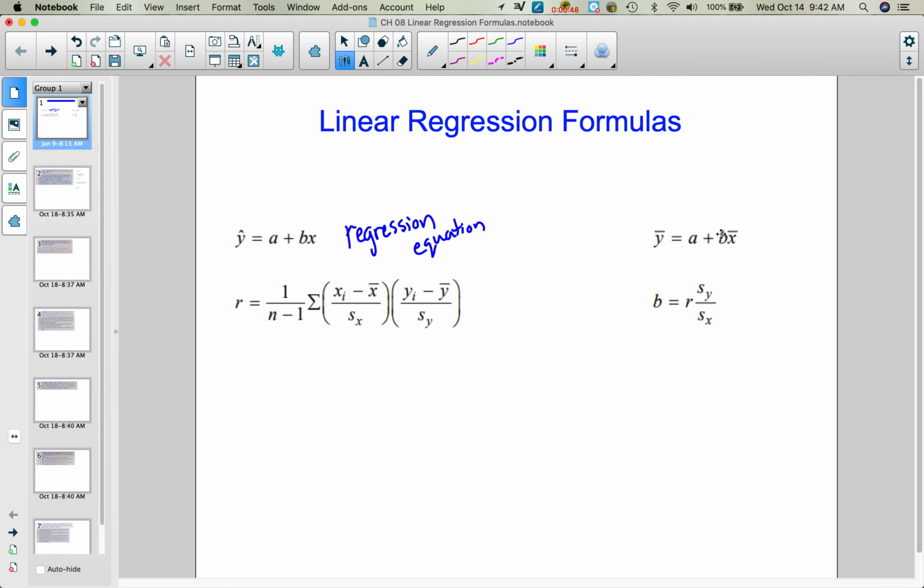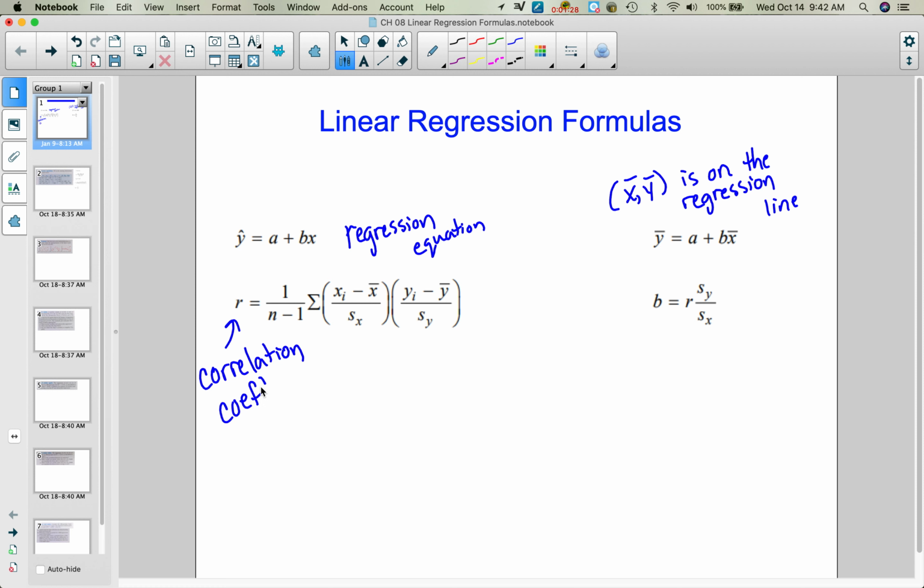What this tells you is, if you were to find the mean of your explanatory data and find the mean of your response data, that point, x bar, y bar, is on the regression line. So that's what this is telling you, and I think that might be a question on your reading guide. This value, remember what r stands for? This is the correlation coefficient.